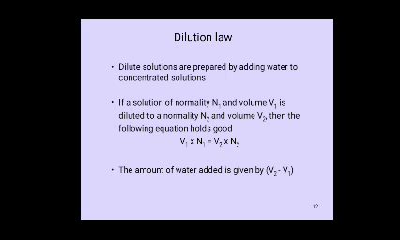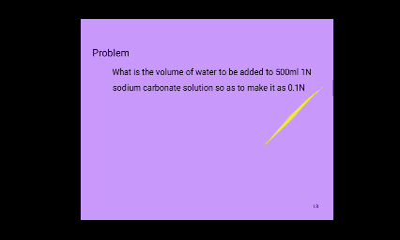If a solution of normality N1 and volume V1 is diluted to a normality N2 and volume V2, then the following equation holds true: N1 V1 is equal to N2 V2. The amount of water added is given by V2 minus V1. Problem.